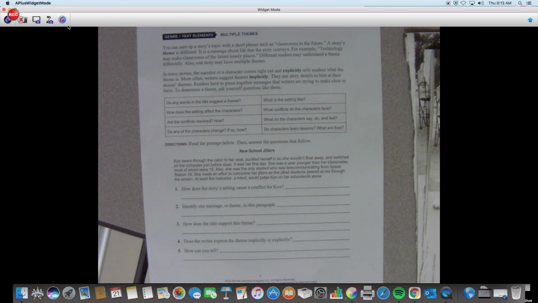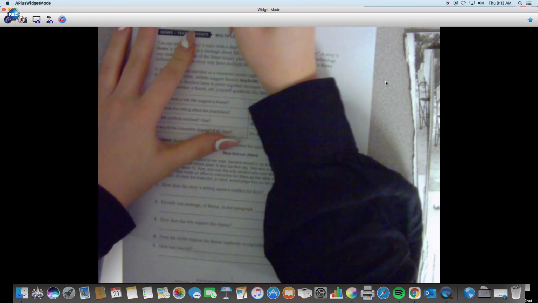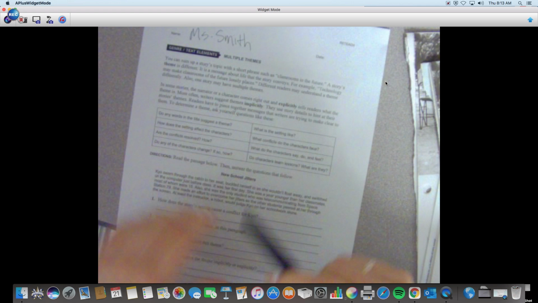I'm going to help you with this second part of your theme practice on paper. This is called the genre text elements for multiple themes. So here we go. First thing I want to do is read the instructions over what a theme is and how we're going to find a theme within a text. So the first thing that you need to make sure to do is put your name. Okay, and then we're looking at the instructions right here.